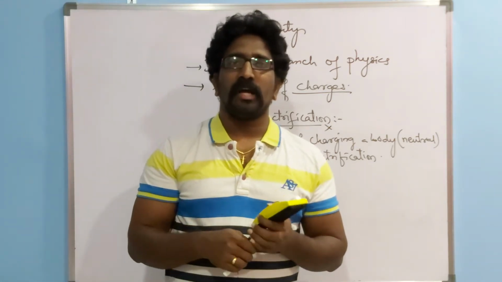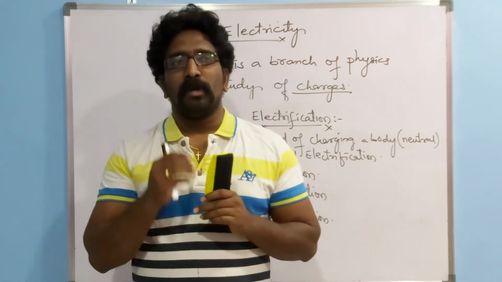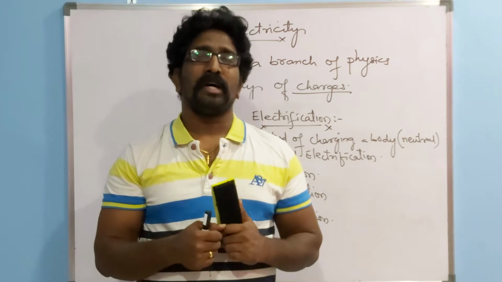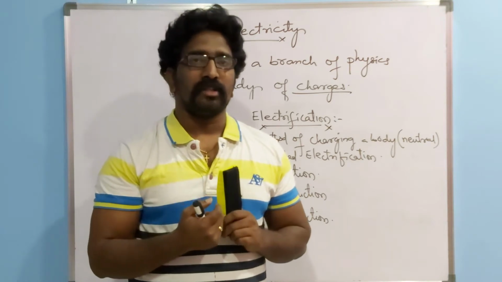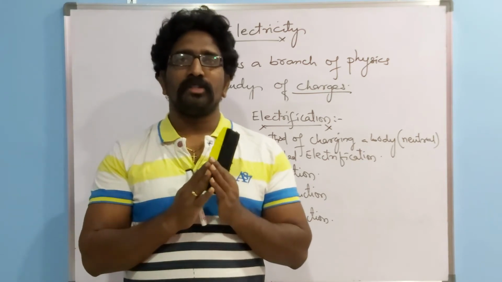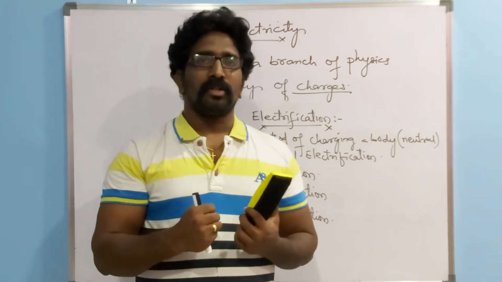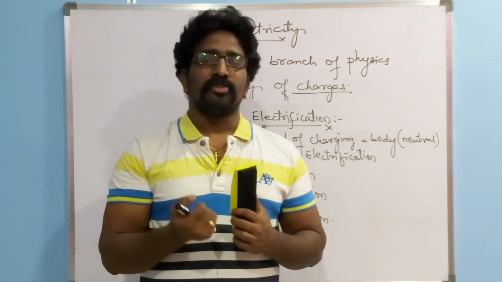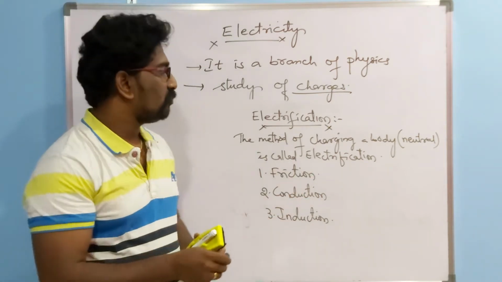If I take one glass rod and rub it with silk cloth, then what happens? The glass rod will lose the electrons, so it acquires the positive charges, and the silk will gain the electrons, so it acquires the negative charges. In the same way, if I take another example like ebonite and fur, and rub the ebonite rod with the fur, the ebonite will gain the electrons, so it will be a negatively charged body, and the fur will lose the electrons, so it is a positively charged body. Those are the examples of friction. That is one type of electrification method.